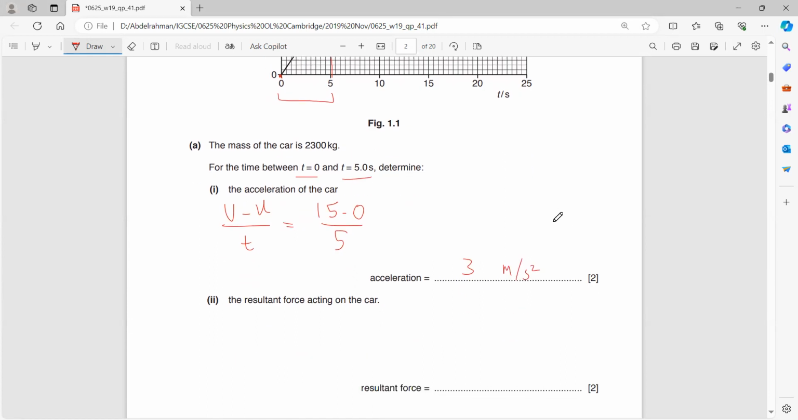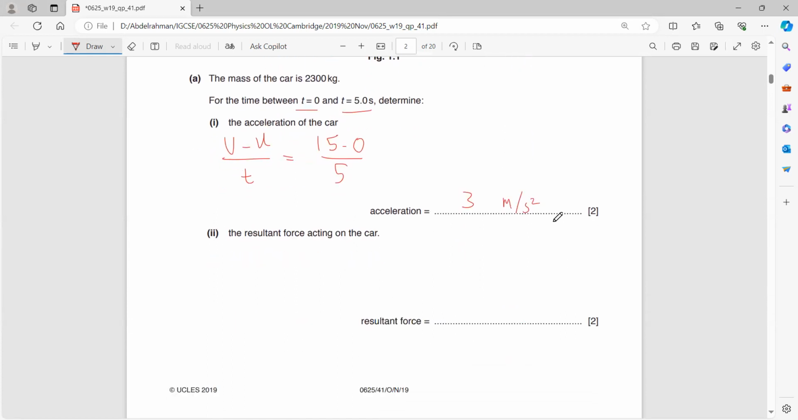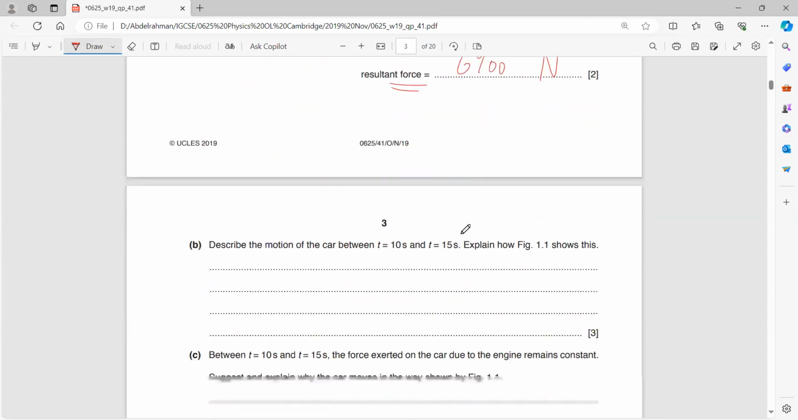طيب the resultant force, how can I calculate the force يا شباب؟ Force equals mass times acceleration. I do have the mass. صح. يلا 2300 times the acceleration 3, which would be 6900. What's the unit of the force؟ Newtons. يلا يا شباب، انا عايز الناس كلها ترد معايا.